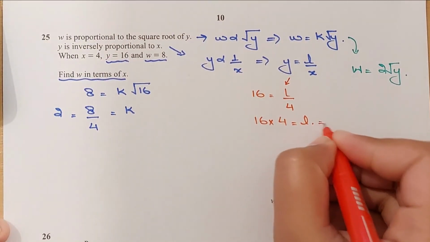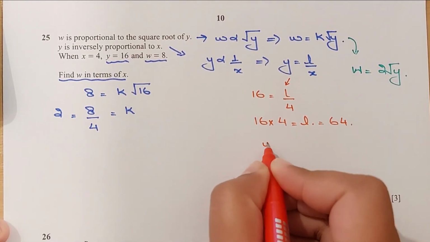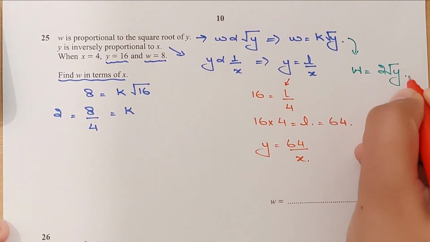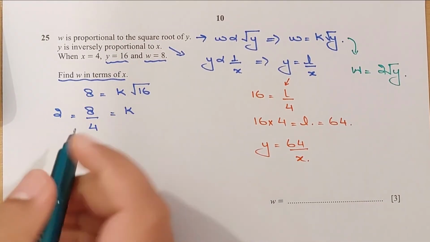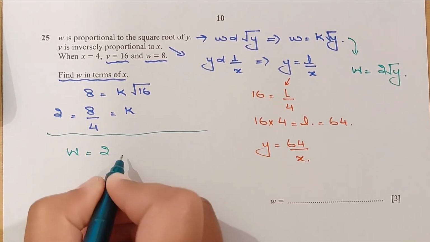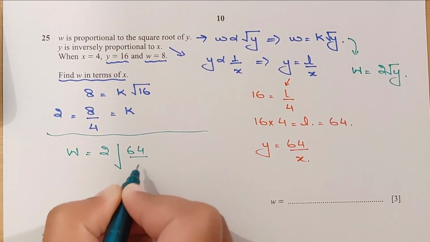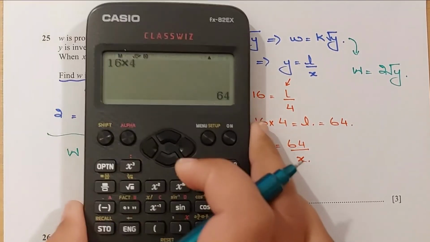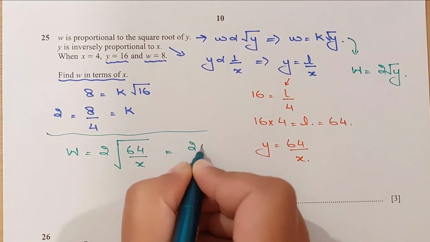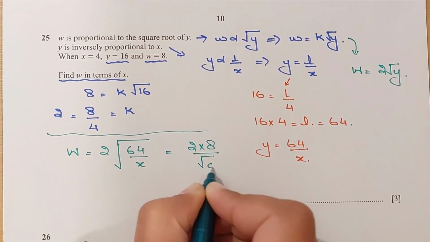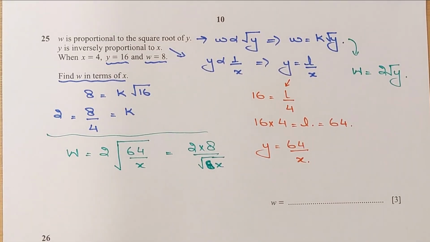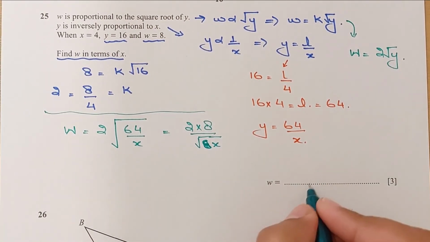L is 64. Right. So here y equals 64 over x, right? So substituting this y over here, we will get w equals 2 square root of y, so 2 times square root of 64 over x. The square root of 64 is 8, since 8 squared is 64, so this is 2 times 8 over square root of x, right? And 2 times 8 is 16, so 16 square root of x is w in terms of x, right?